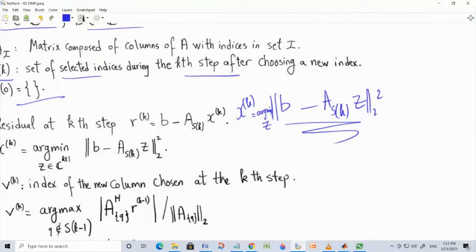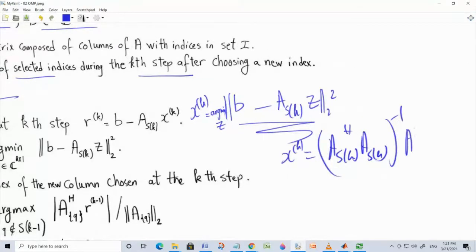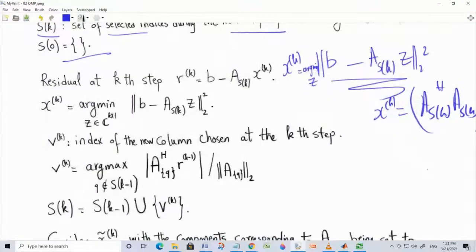Basically, the solution, so this is the least squares problem, and we know that x of k will be A_S(k) Hermitian, A_S(k) inverse, and then A_S(k) Hermitian b. Okay, so basically this is the solution using least squares. And let v of k be the index chosen at the kth step.